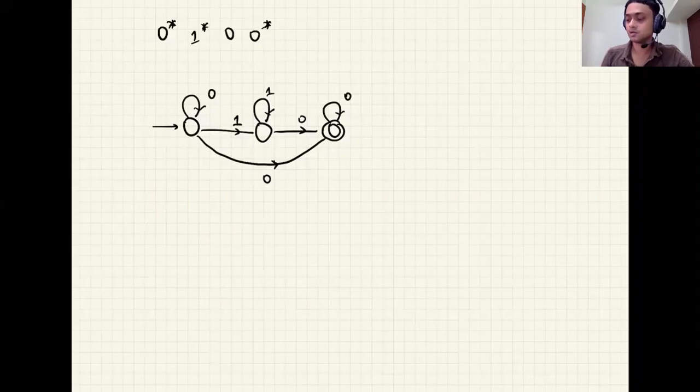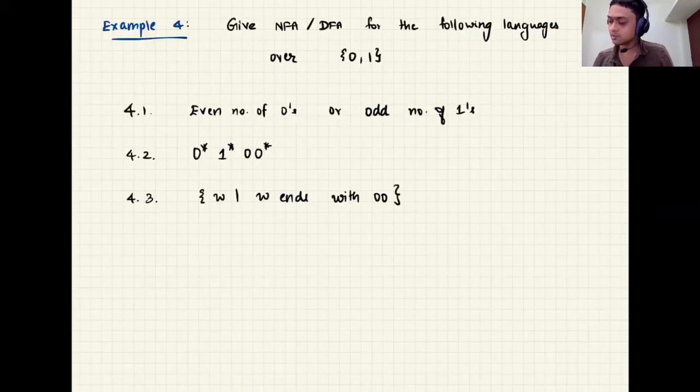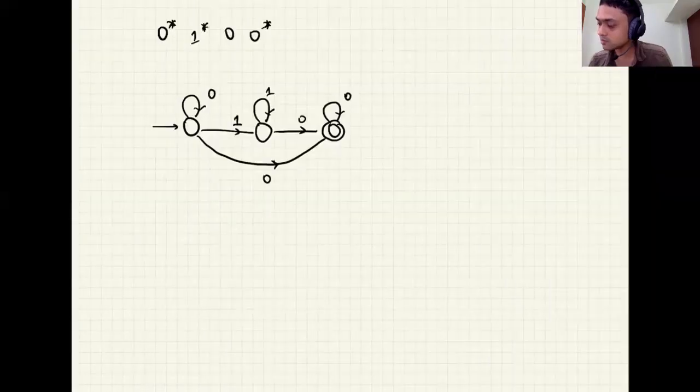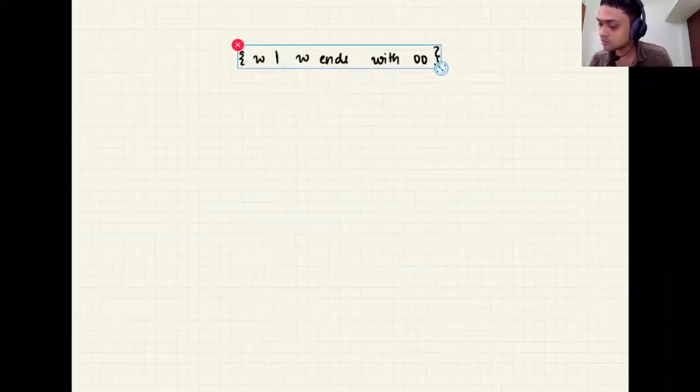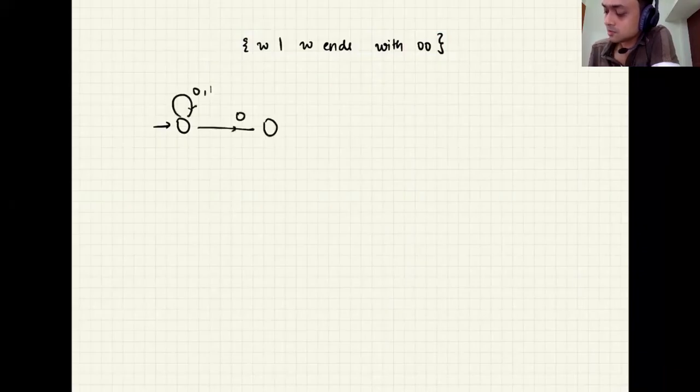Anyway, what was the next? W ends with 0, 0. Sorry. So what is the NFA for this? I just do 0, 1, then 0, 0. That's all.